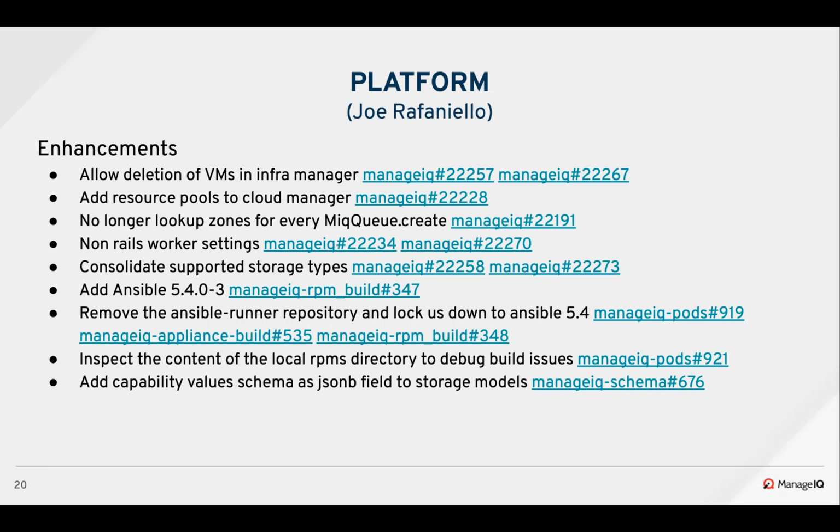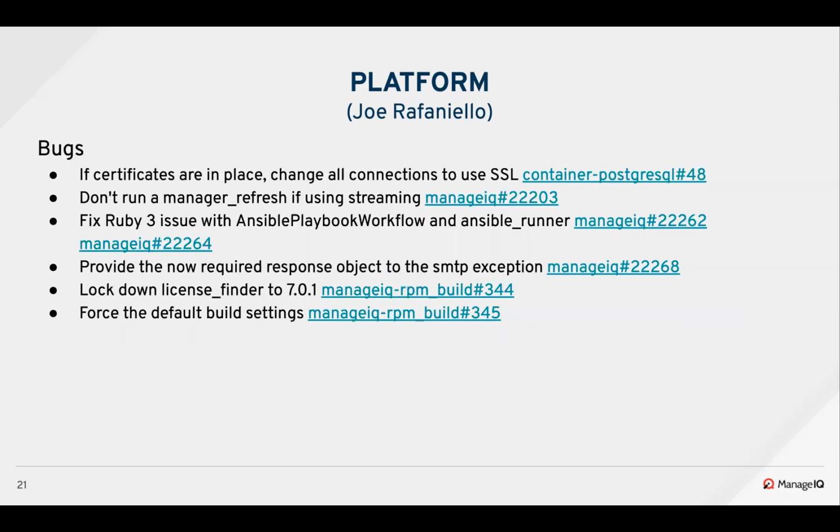Let's see, Brandon added the Ansible 5.4 RPM, and then with that, Jason removed the Ansible runner repository for Codified and appliance builds and locked us down to that 5.4 version. Brandon added debugging for Codified build failures by showing what was in the local RPM directory that was used for that build. And Gal added capability columns to storage models as JSONB fields. Next slide. For core bugs for Codified, Brandon changed all Postgres connections to use SSL if certificates are detected.